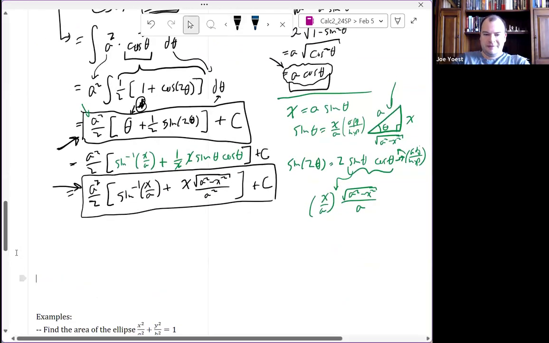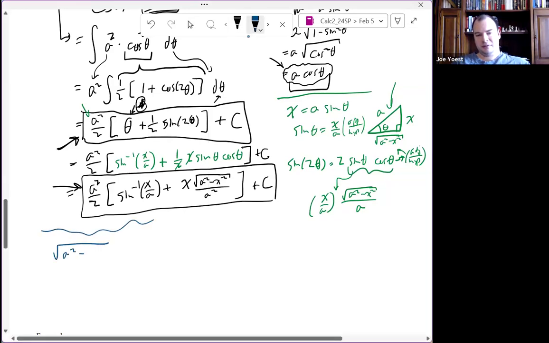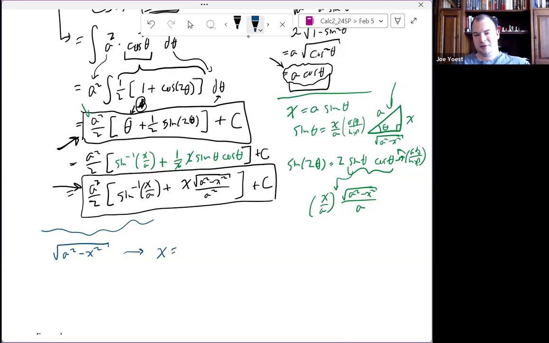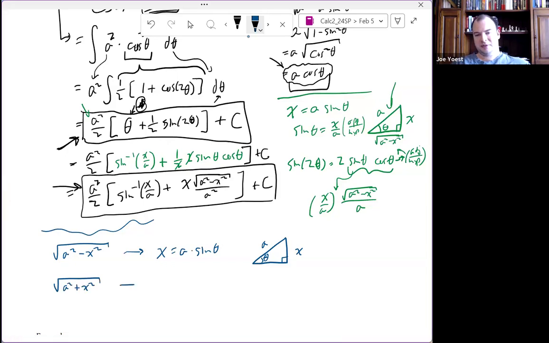So if I see something like square root of a squared minus x squared, I'm thinking x equals a sine theta, and I'm thinking of this triangle. If I see something like square root of a squared plus x squared, here I want to put something in for x. Then when I have something like 1 plus x squared, I can simplify that down to something squared and take the square root.